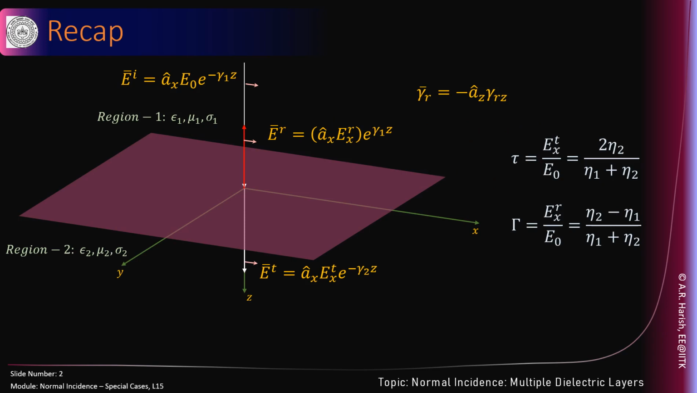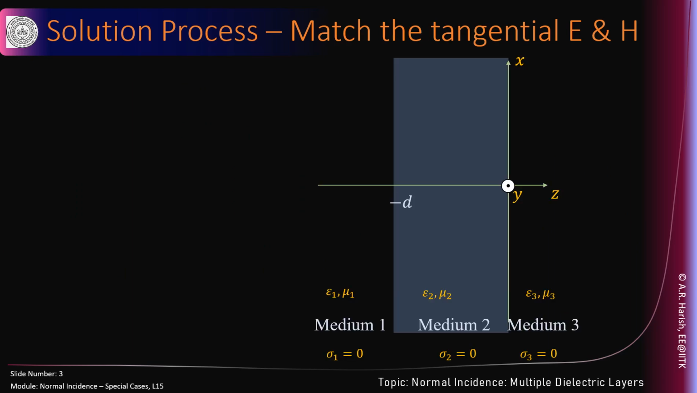That is, we have an interface which separates region 1 and region 2, and there's an incident wave, a reflected wave and a transmitted wave, and the ratio of transmitted to incident wave is tau. We can express it in terms of eta 1, eta 2. These are the intrinsic impedances of the two media. And similarly, we can write down the ratio of the amplitude of the reflected wave to the incident wave as the reflection coefficient, which is equal to eta 2 minus eta 1 upon eta 1 plus eta 2. We have seen this several times now. We will see how to apply this to solve a problem which looks like this.